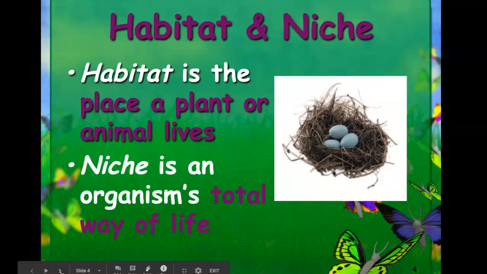A niche is going to be the organism's total way of life. I've seen some textbooks describe a niche as like a job, but it's a little bit more complex than that, because your niche is not only the organism's job, but it's the relationships that it has with various organisms in the environment and non-living things.